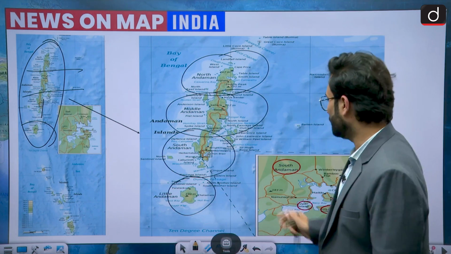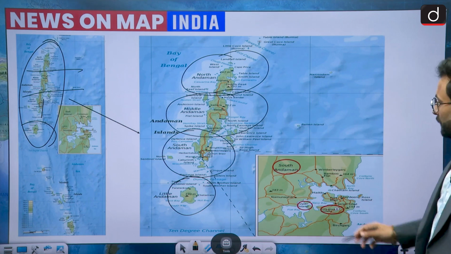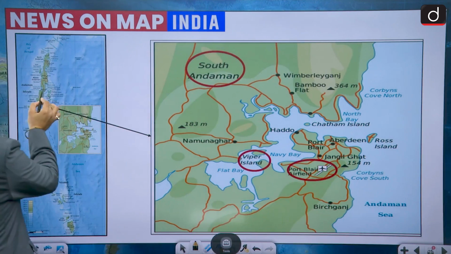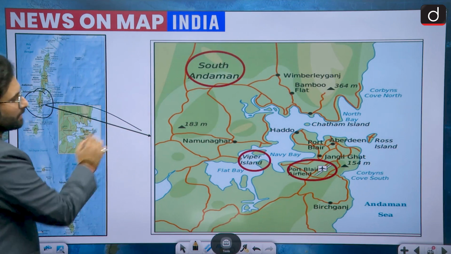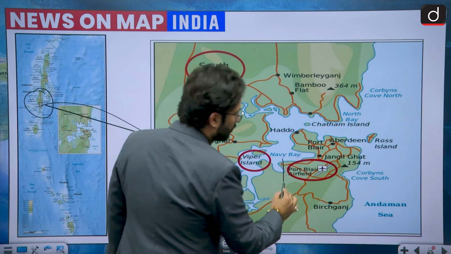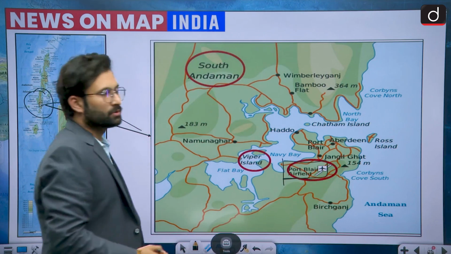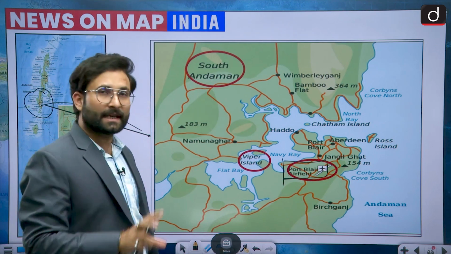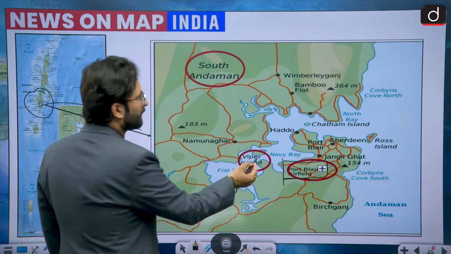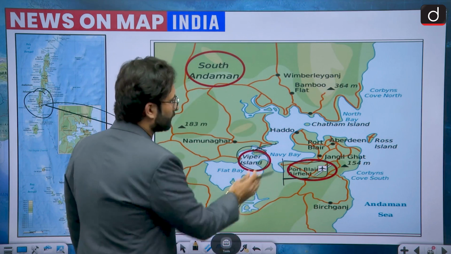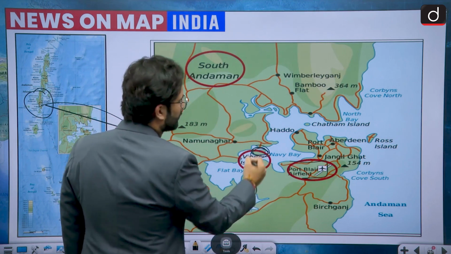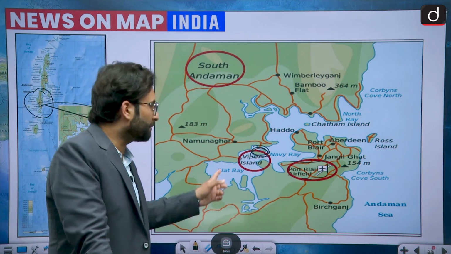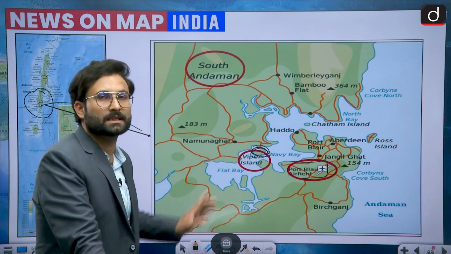Now expanding it here, you can see clearly. From South Andaman, we have taken this small portion here. So here you can see this is your Port Blair. So we can say that Port Blair is in South Andaman. So that statement would be correct. The second statement was about this island, that is Viper Island. This island here. And they are saying that that island belongs to North Andaman. So that statement becomes incorrect because it is also in South Andaman.